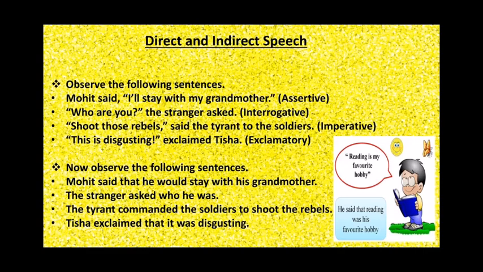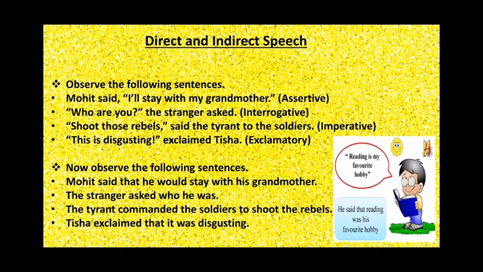Mohit said, "I'll stay with my grandmother." This is an assertive sentence. "Who are you?" The stranger asked. So this is an interrogative sentence. "Shoot those rebels," said the tyrant to the soldiers. This is an imperative sentence. "This is disgusting," exclaimed Tisha. This is an exclamatory sentence.